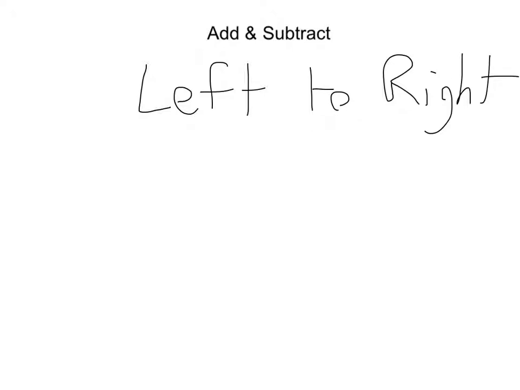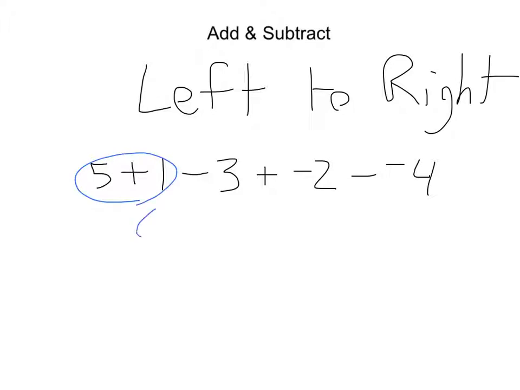An example would be, let's say 5 plus 1 minus 3 plus negative 2 minus negative 4. Now if somebody were to say, oh, you do, please excuse my dear Aunt Sally, you do addition first, they might get in all sorts of trouble here. But if you just go left to right, you say, okay, this is 6. And then minus 3 plus negative 2. And then over here, minus a negative is really plus positive, so this is plus 4.